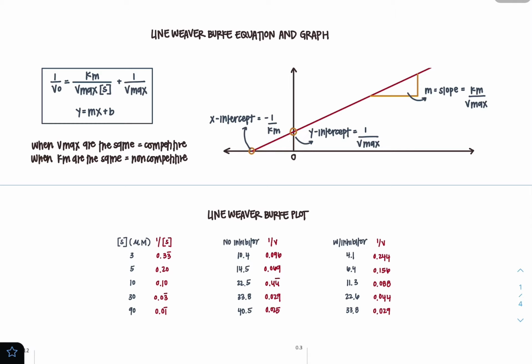And the graph is a linear function, so we can almost think of it as y equals mx plus b. So the x-intercept is going to equal negative 1 over Km. And the y-intercept is going to be equal to 1 over Vmax. And then the slope, or m, is going to equal Km over Vmax. And this will come in handy later on, but it's good to keep in mind that when Vmax is the same, we have a competitive inhibitor, and when Km is the same, we have a non-competitive inhibitor.